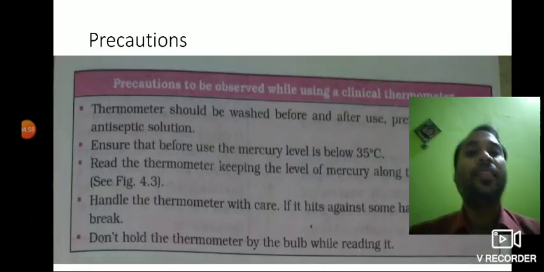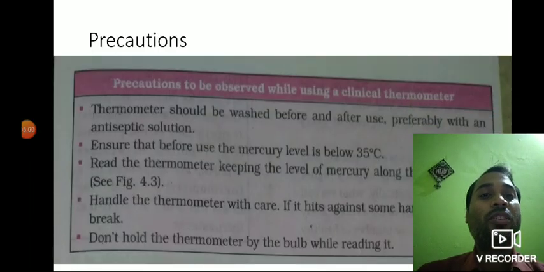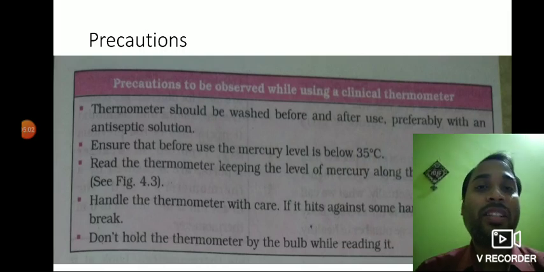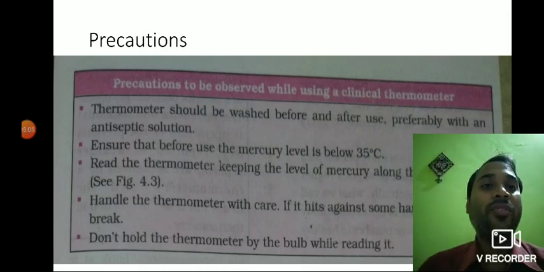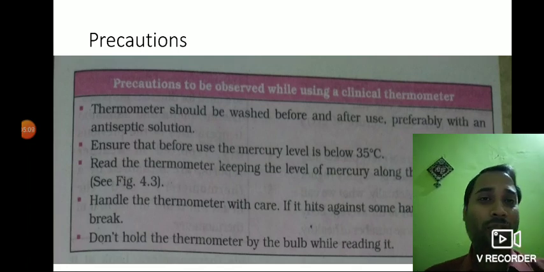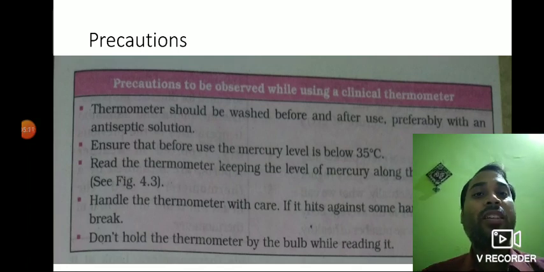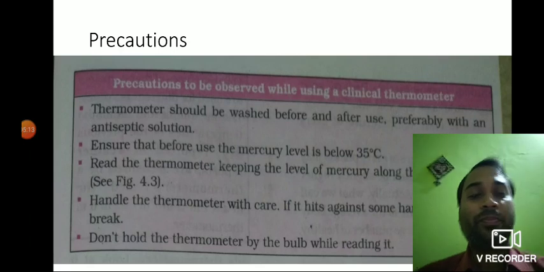So what are the rules? Let's see. Precautions to be observed while using a clinical thermometer. The thermometer should be washed before and after use, preferably with an antiseptic solution.